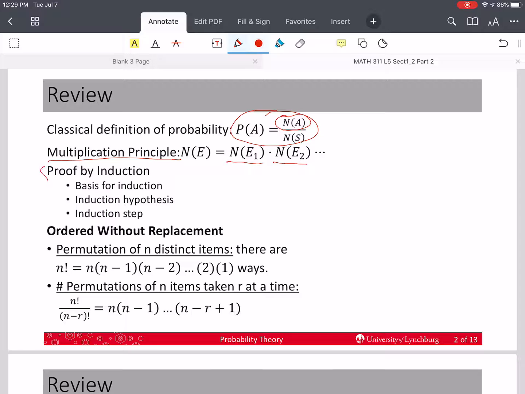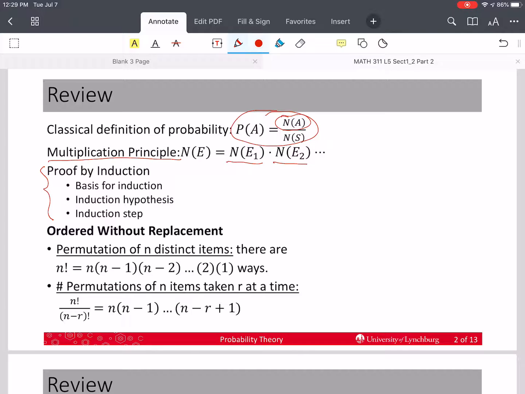And we learned last time how to do a proof by induction, and mathematical induction requires 3 steps, and I've listed them out here. I would encourage you to know those. I always give a proof on a test that uses induction, so you'll definitely want to be familiar.